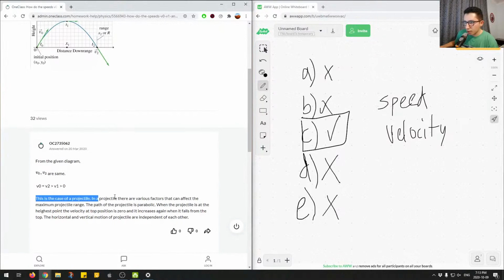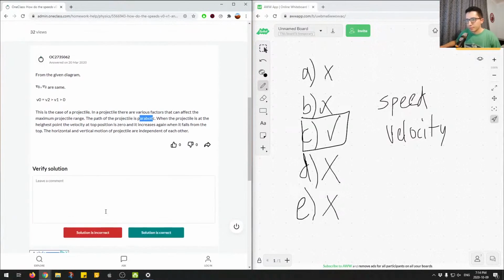So this is the case of a projectile. In a projectile, there are various factors that can affect the maximum projectile range, and it follows a parabola. When the projectile is at the highest point, the vertical velocity at the top position is 0, and it increases again when it falls from the top. The horizontal and vertical motions of a projectile are independent of each other. So we can see that the horizontal in the x-axis and the vertical in the y-axis, these motions are independent. So here, this answer is correct.